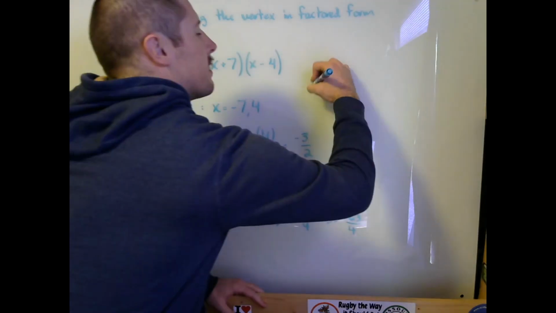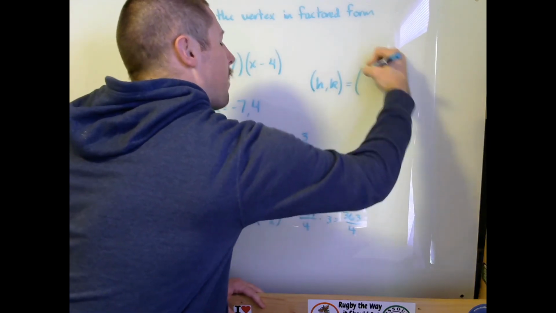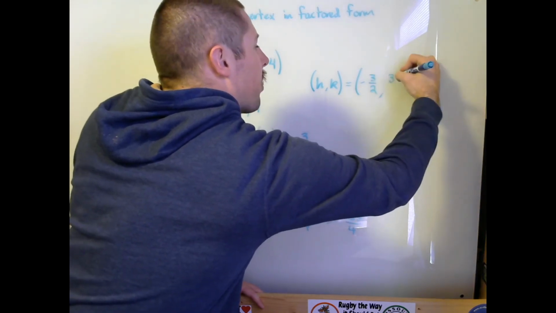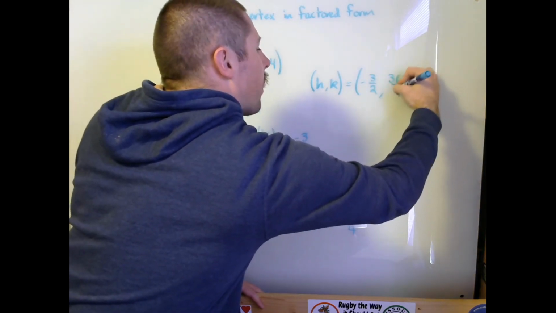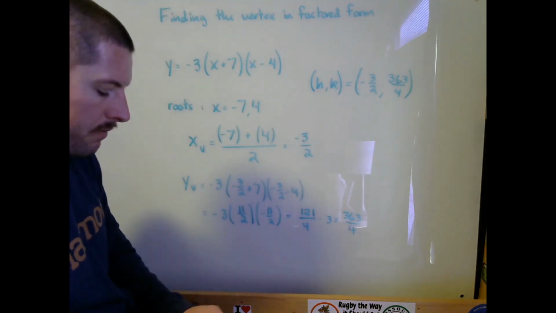So here I might state that our vertex, our h, k location associated with this parabola, is going to be at -3/2, 363 over 4. That appears to be the location of the vertex of this parabola in factored form.